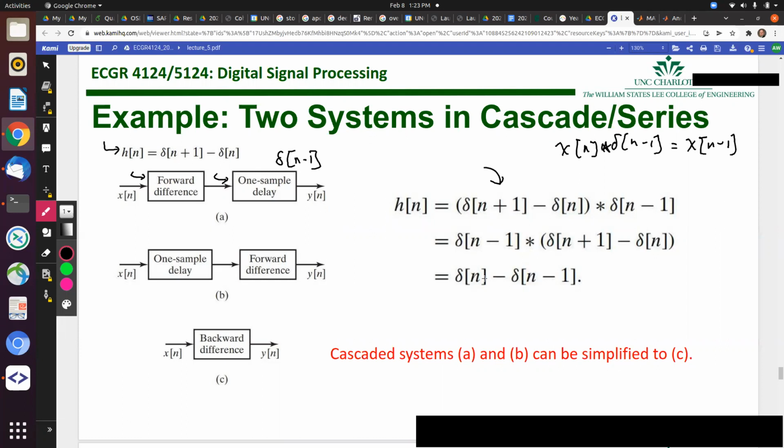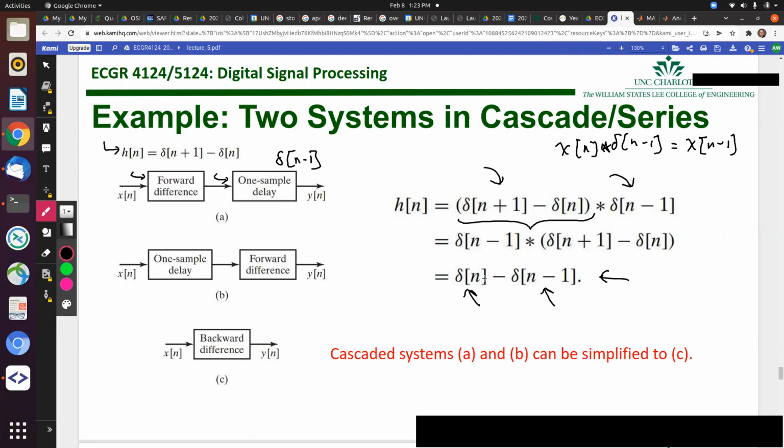So here we have this as a system, which is our forward difference system. We're convolving it with delta of n minus 1. That means to take every one of these functions and shift it to the right in time by one sample, which means that delta of n plus 1 becomes delta of n, and minus delta of n becomes minus delta of n minus 1. And all of a sudden, the forward difference system becomes the backward difference system, right? We're taking the current value and subtracting the previous value, which is what this system does.